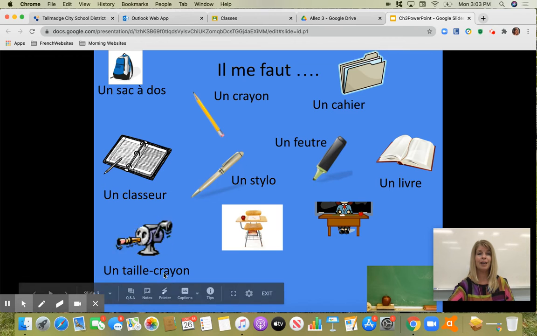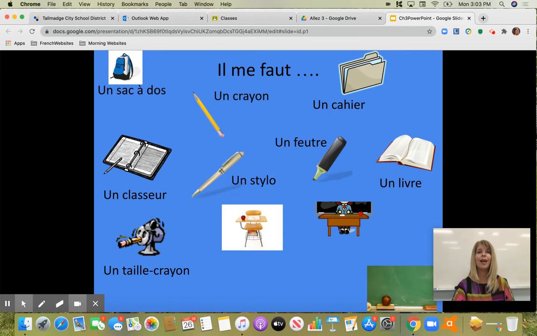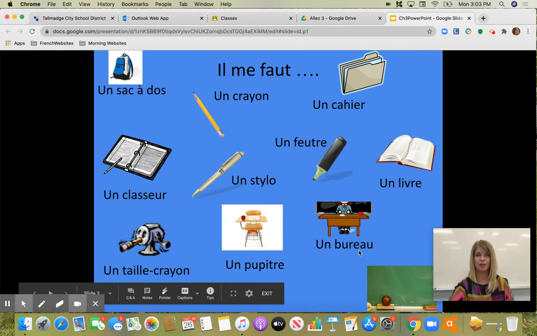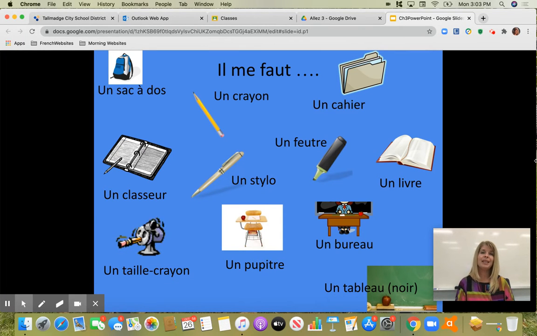Remember, our ILLE is a Y sound. Répétez. Un taille-crayon. Un pupitre. Bien. Last one. Oh, two more. So there's a difference between a student desk and a normal desk. A normal desk, répétez, un bureau. E-A-U ending is an O sound in French, and it's very typical to have E-A-U, O. Un bureau. Excellent. Last one is the board.